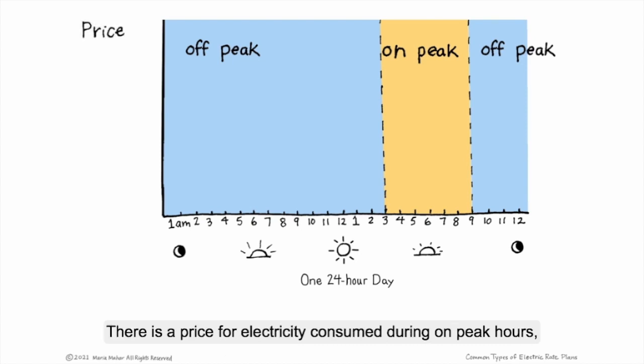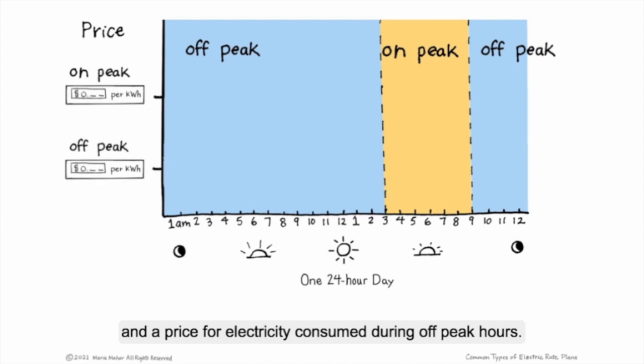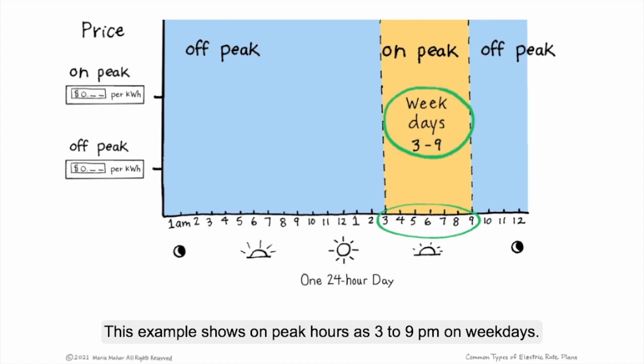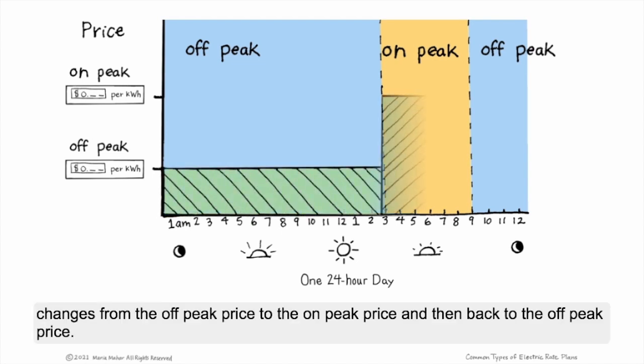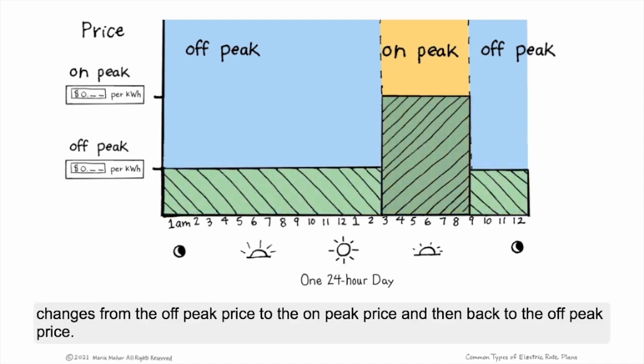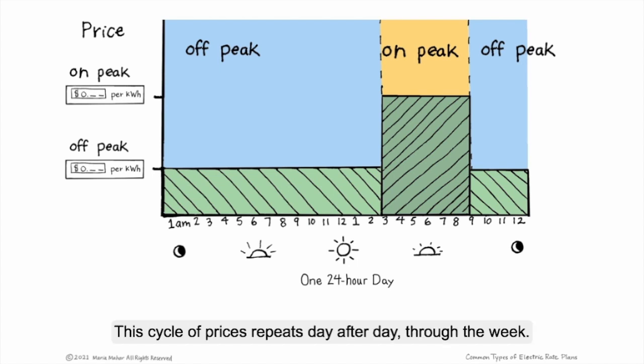There is a price for electricity consumed during on-peak hours and a price for electricity consumed during off-peak hours. On-peak and off-peak times will be very specific. This example shows on-peak hours as 3 to 9 p.m. on weekdays. As your day passes, your price for electricity changes from the off-peak price to the on-peak price and then back to the off-peak price.